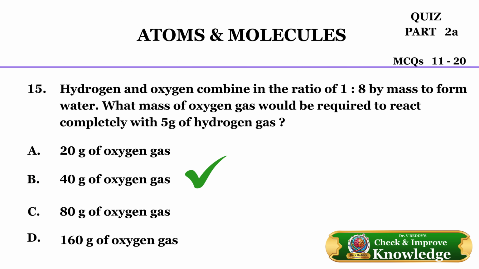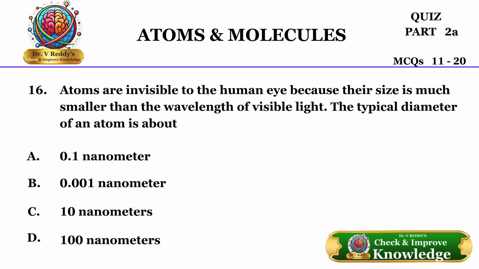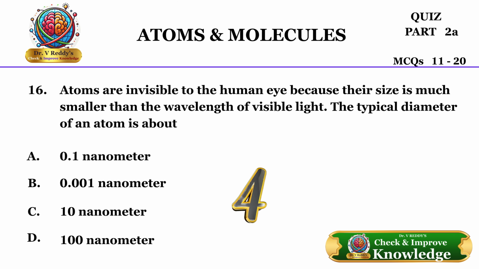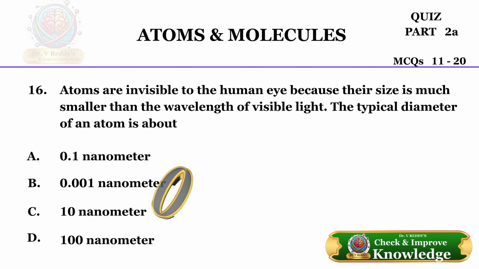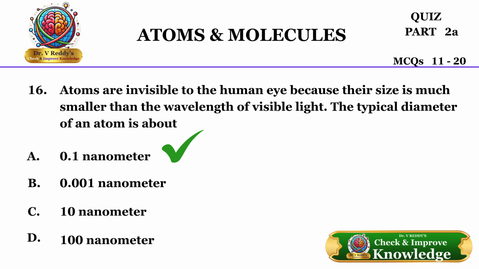16. Atoms are invisible to the human eye because their size is much smaller than the wavelength of visible light. The typical diameter of an atom is about A. 0.1 nanometer.